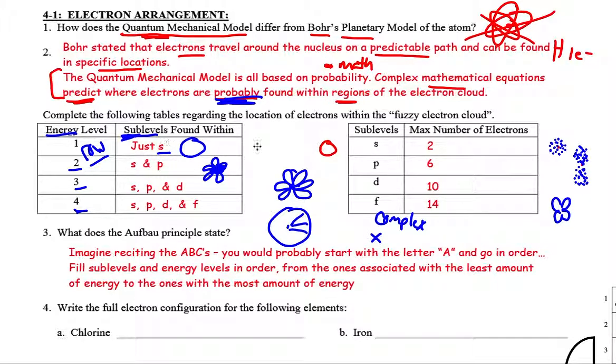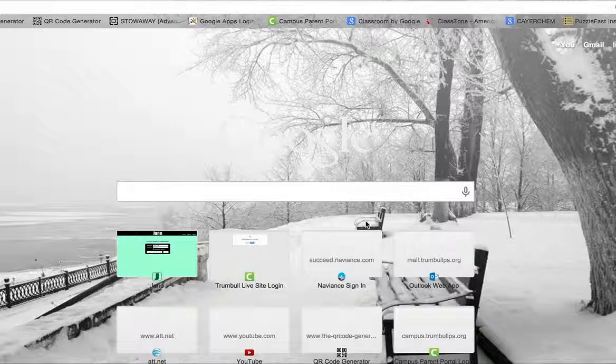Now, each of these sublevels can hold a maximum number of electrons. It can hold less, but it can't hold more. S can't hold any more than 2. P can't hold any more than 6. D can't hold any more than 10. And F, sorry about that. Where'd it go?